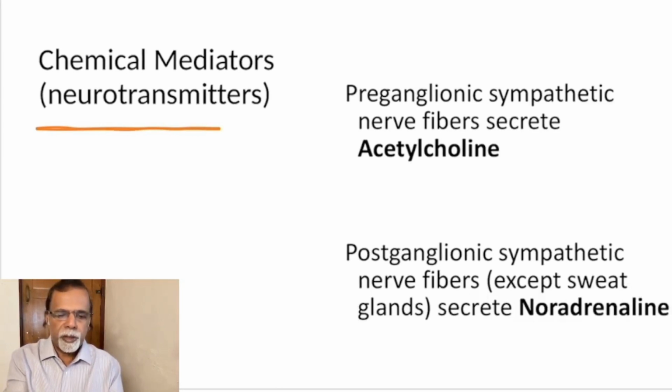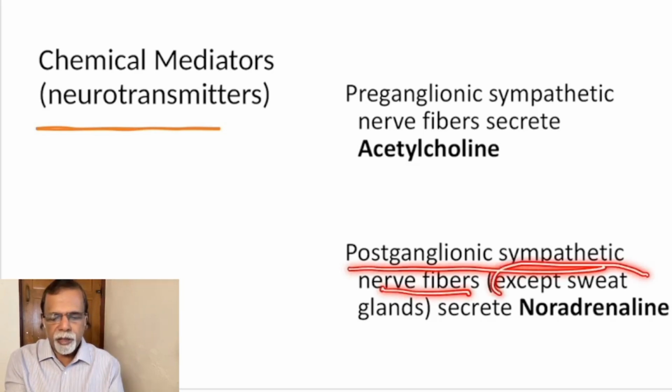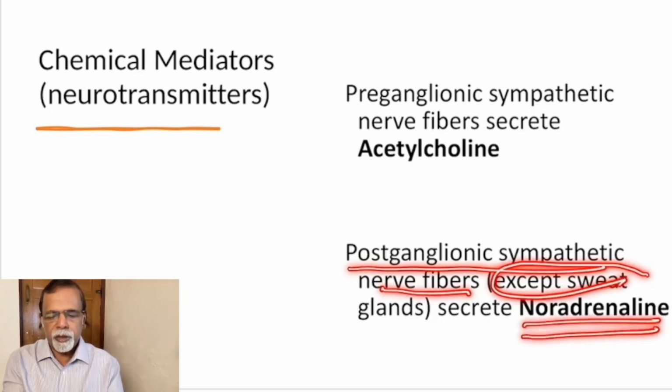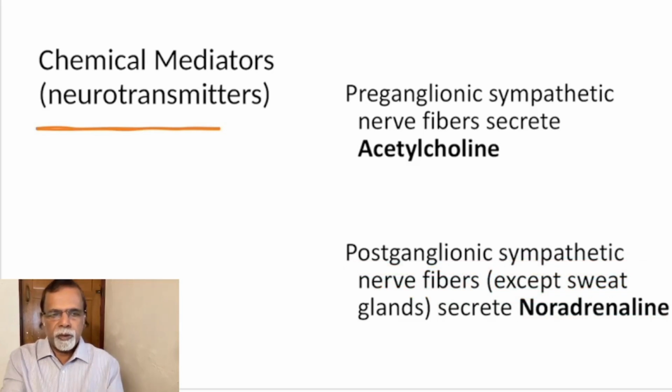This is what I already mentioned. The preganglionic sympathetic nerve fibers secrete acetylcholine. The postganglionic sympathetic nerve fibers, except the sweat glands, the neurotransmitter is noradrenaline. It's a fundamental point. The neurotransmitter in the sympathetic postganglionic neuron is always noradrenaline or norepinephrine. Exception is the sweat glands, which are supplied by cholinergic sympathetic. That is, acetylcholine is the neurotransmitter.